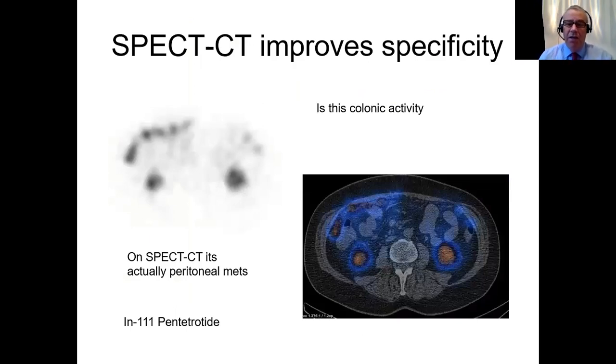Here we have a tomographic image. We can see the uptake in both kidneys, and this uptake anterior to that looks a little bit like the colon. By 24 hours, we often do see normal colonic activity of this tracer. But with SPECT-CT, we can see that this localizes not to the colon, but to the peritoneum, and these are, in fact, peritoneal metastases.